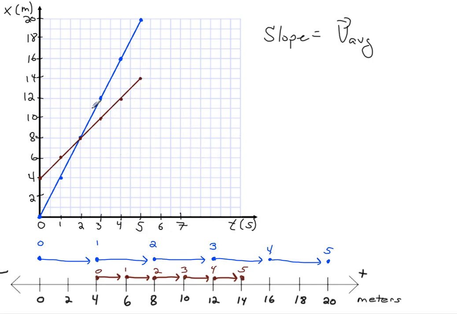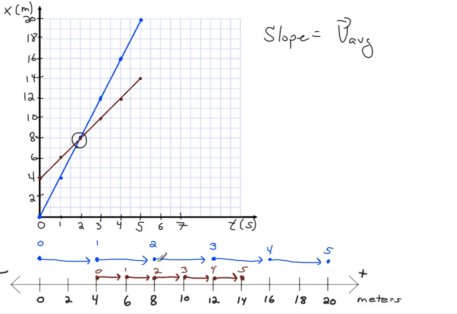I could also, by looking at this graph, say the red object had a head start. It started at 4 meters. In fact, if this was a race, it's almost like a staggered start. The red object starts from 4 meters, the blue object starts from 0 meters. But as they run this race, something interesting happens right here. At that instant, at 2 seconds, both objects have the same position.